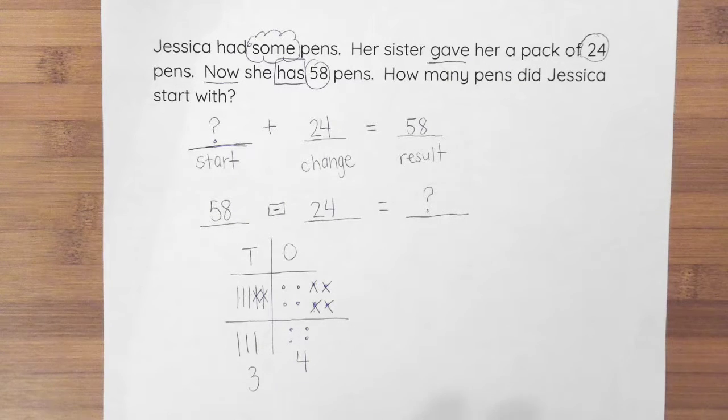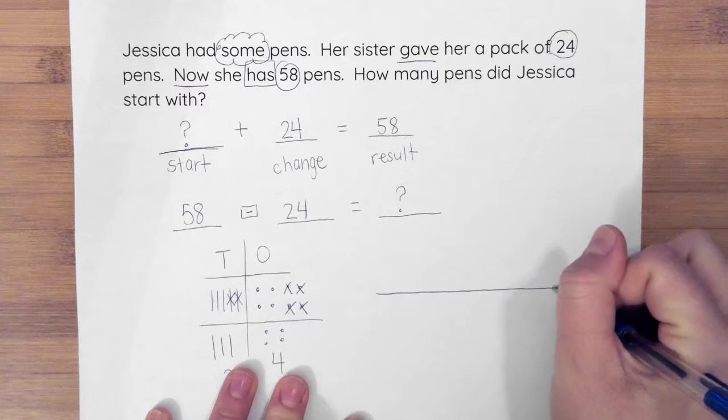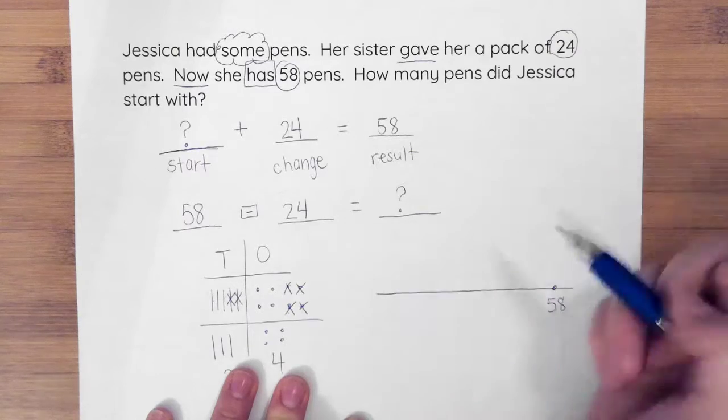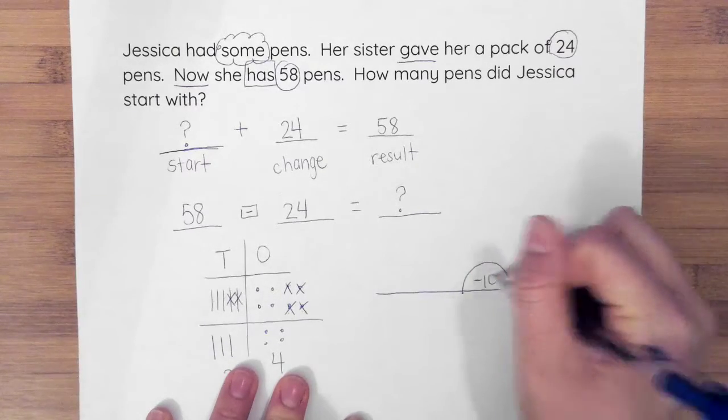So I'm going to double check myself, and I might try another strategy to help just check my thinking. So in this case, I'm going to use a number line. So I'm going to draw my number line, and I know I'm starting with 58. I know I'm going to take 2 tens away. So I make those bigger jumps, taking those tens away.